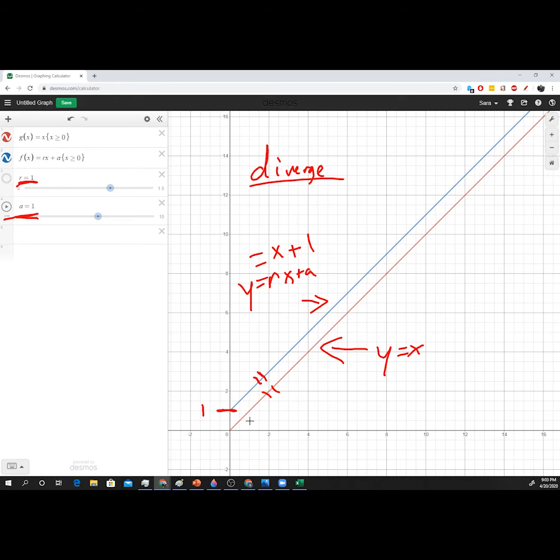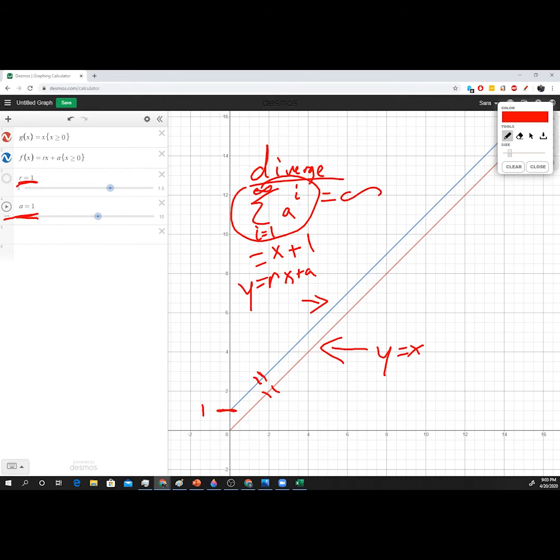Any series, when you add up all of your terms, let's say i equals 1, which means I really should use an i here instead of an n. Anytime you start adding up things that diverge, they will add up to equal infinity.